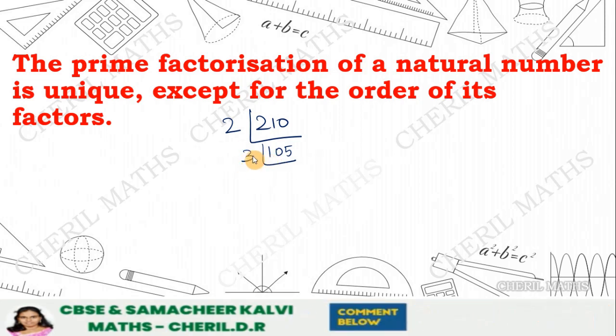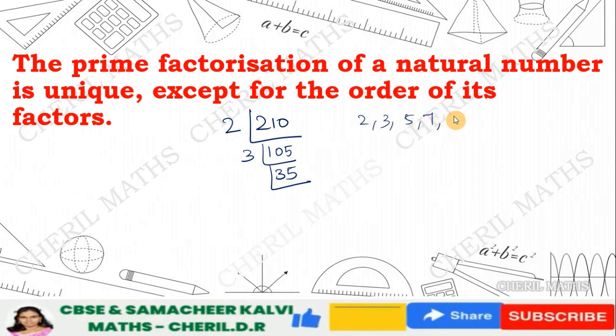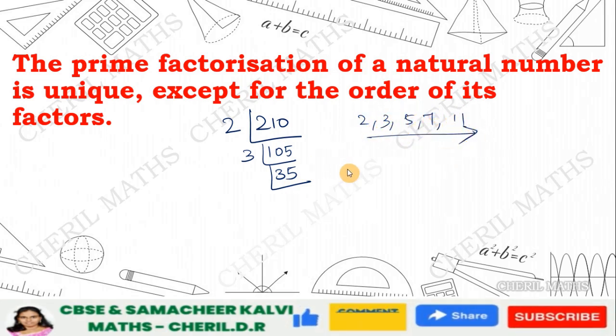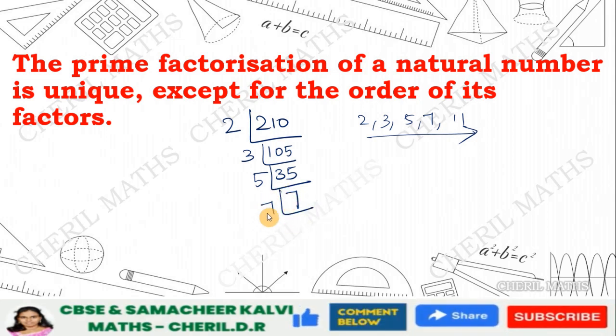So 3 table, I know it will go. 3 3s are 9, 3 5s are 15. Now what will be the next? The next prime numbers are 2, 3, 5, 7, 11 and so on. So only this order I will have to check. 5 table, yes, it goes in the 5 table. 5 7s are 35. Then 7. So it will just end, because after that it's going to be 1 only. This is how you will say that it is unique.